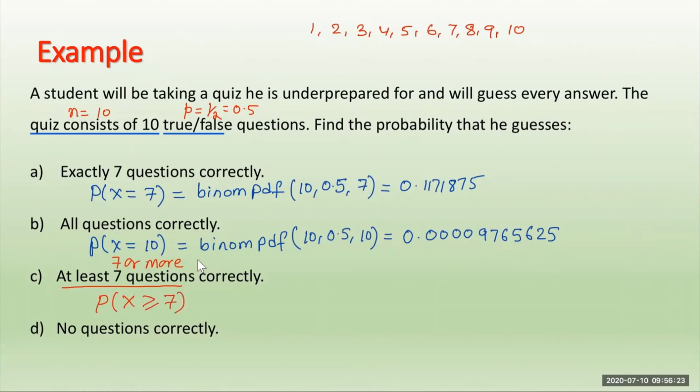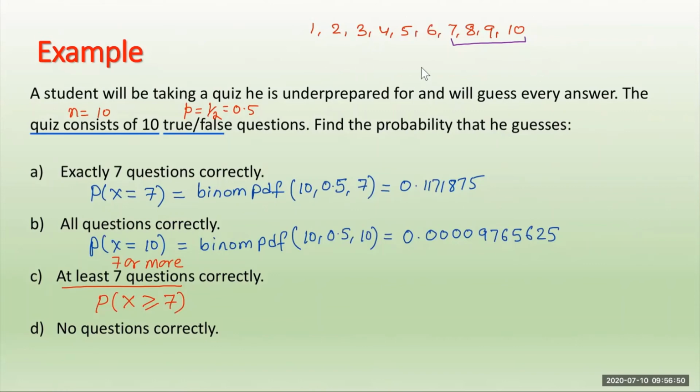When I say greater than or equal to 7, I'm talking about these three. 7 or more means probability of 7 plus probability of 8 plus probability of 9 plus probability of 10. What we know is if we make the binomial probability distribution and add all these probabilities down here, it will be 1. You know that.